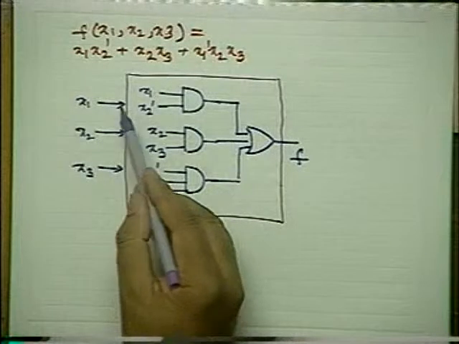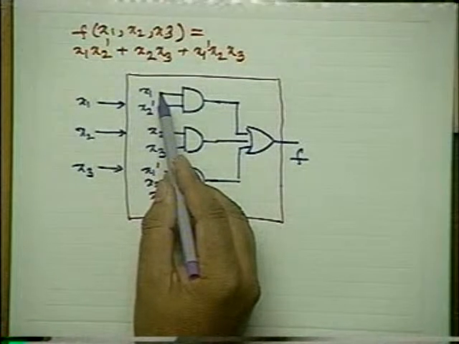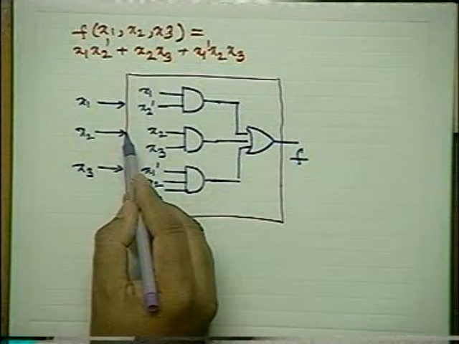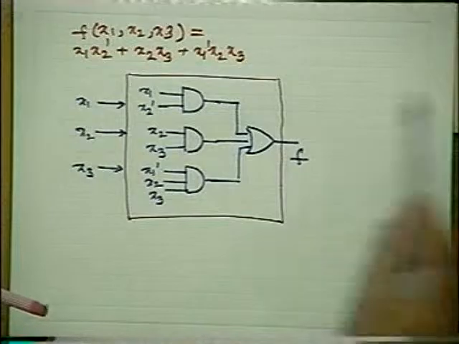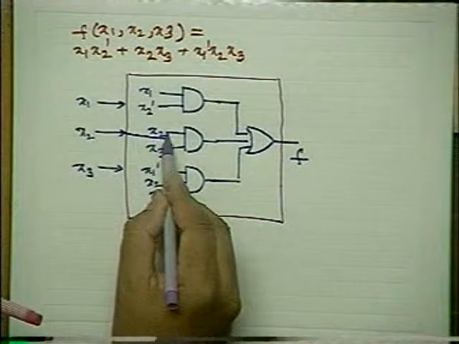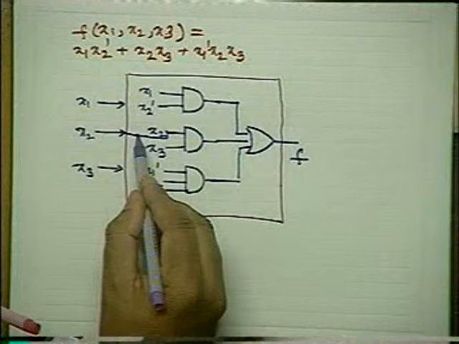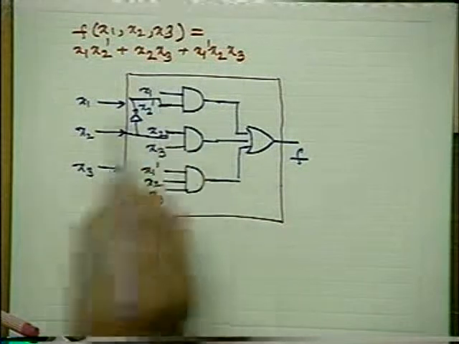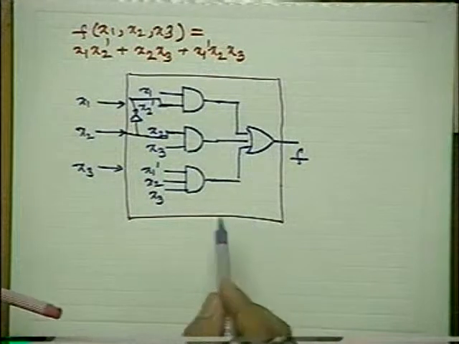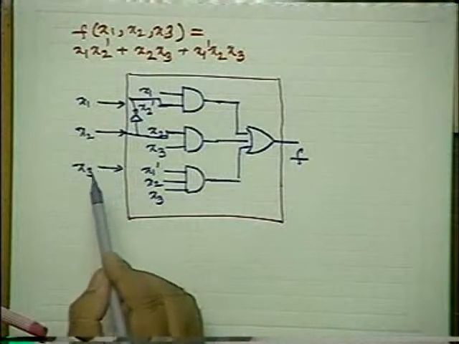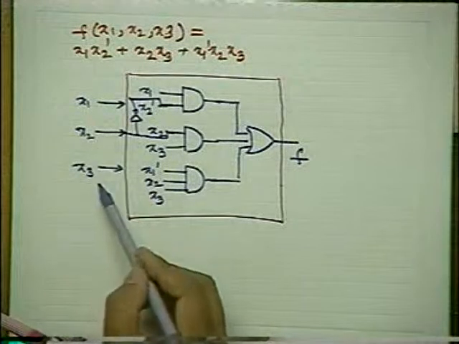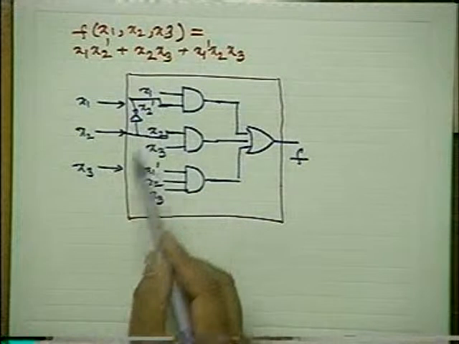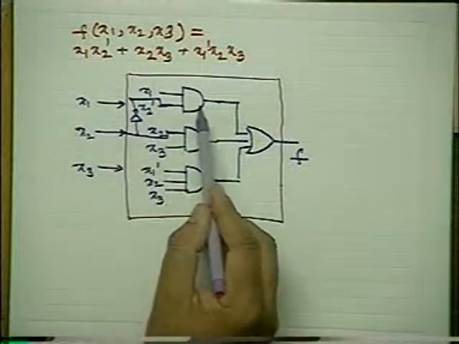X1 is connected to here, x2 is connected to here, and say x2, for example, is connected to this point. To get x2 bar, what we can have is a NOT gate, and connect this x2 over to here. Here I am assuming that double rail inputs are not available, only x1 x2 x3 are available, and if I need to invert x2, then we will have to invert x2 and put it in over here.